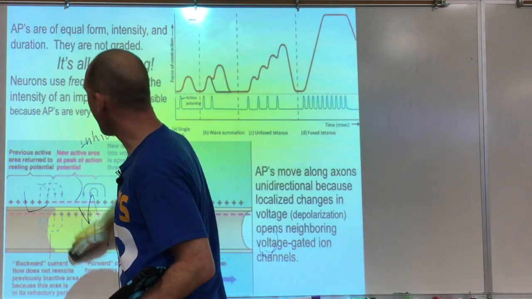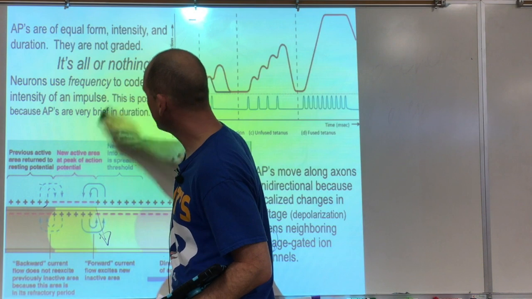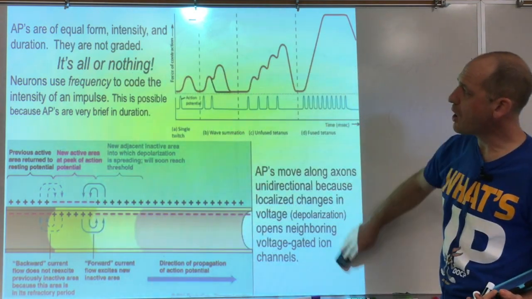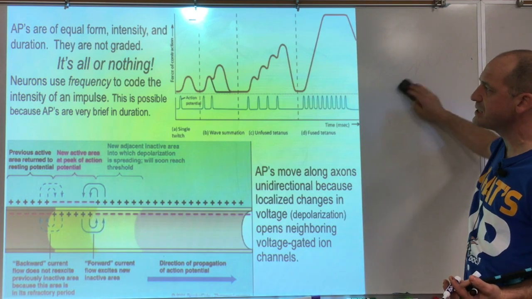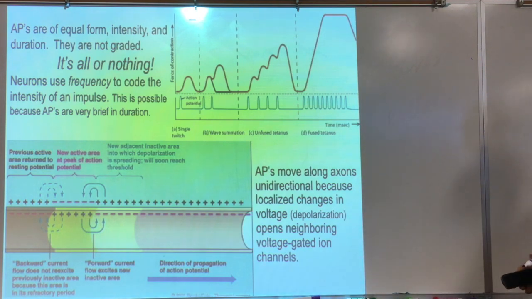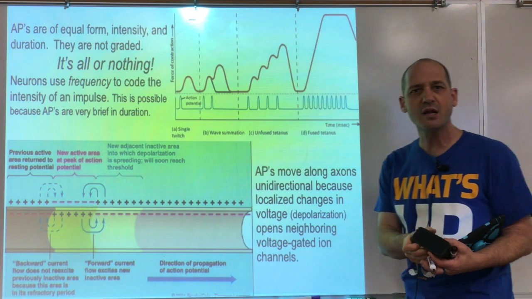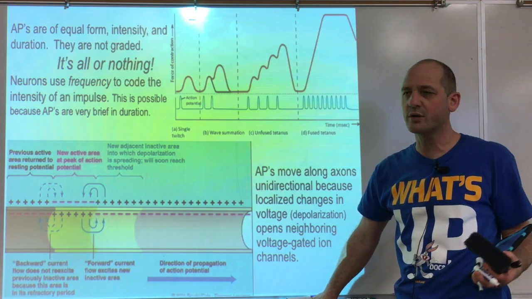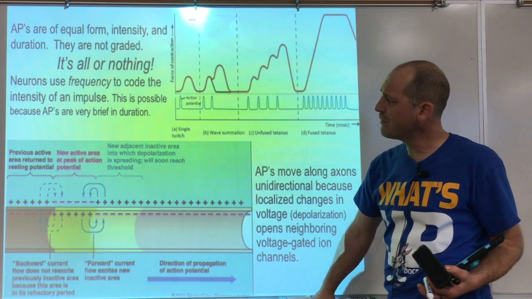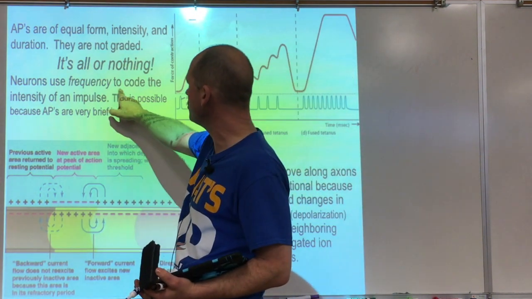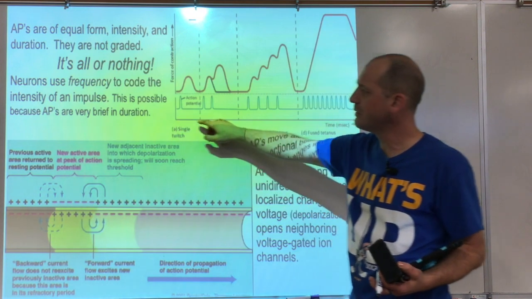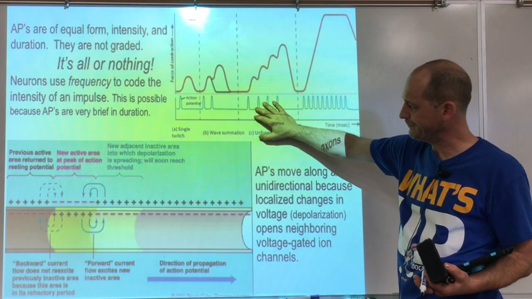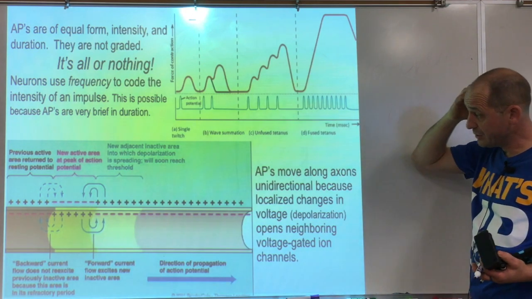Action potentials are all or none. So they do go or not go. They're all equal form, equal intensity, and equal duration. They're not graded at all. So they do not tell us, is a voice loud or soft? Is a light bright or darkerish? Or any of that. Neurons use frequency to code the intensity of an impulse. And this is possible because action potentials are very brief in duration. So they can do that.